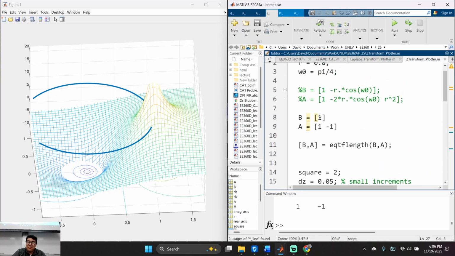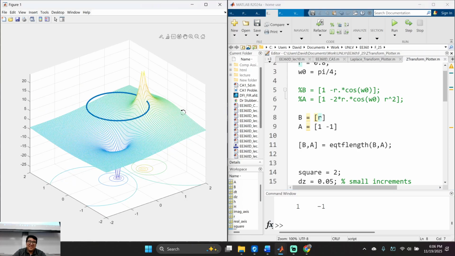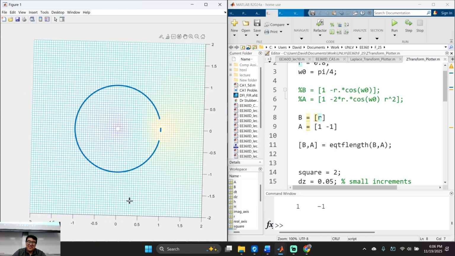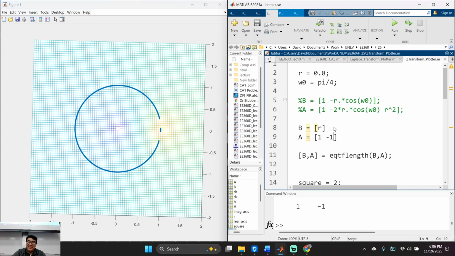Let's see, if I wanted to pull that pole back in, then let's just do the following. R, I don't know. Is that going to work? Yeah, sure, let's see. I don't think that worked. 0.5.